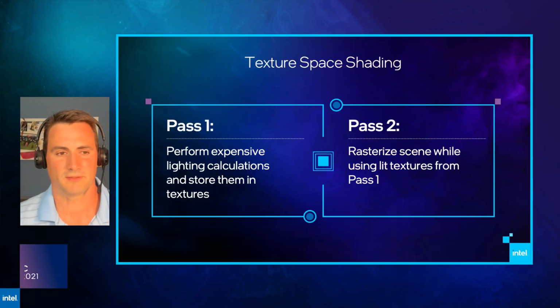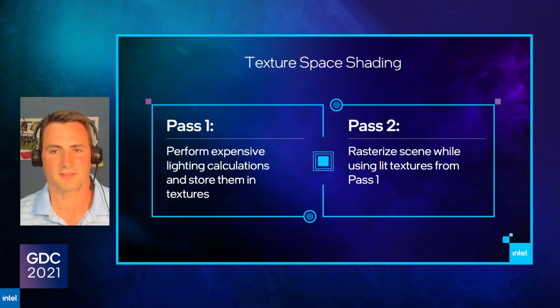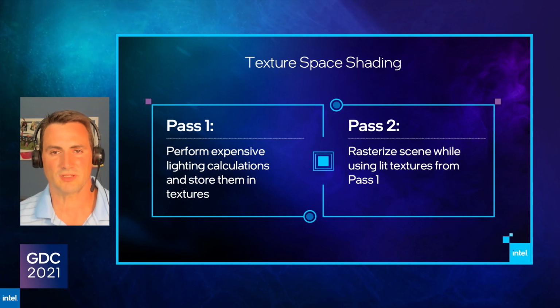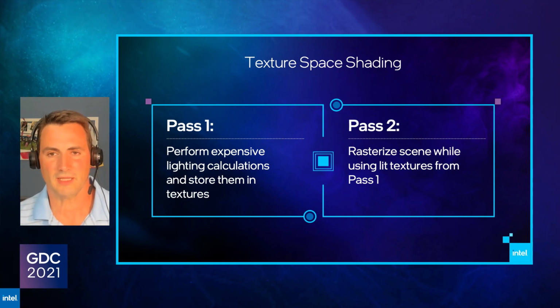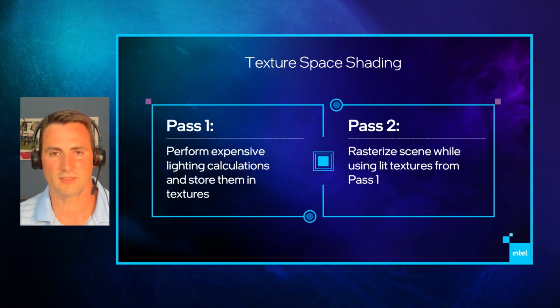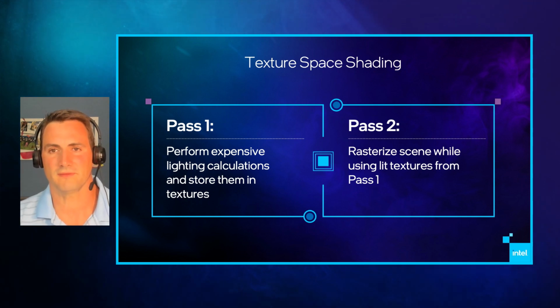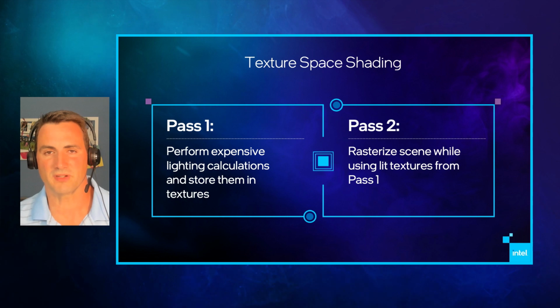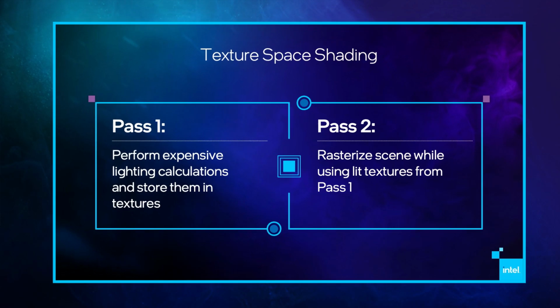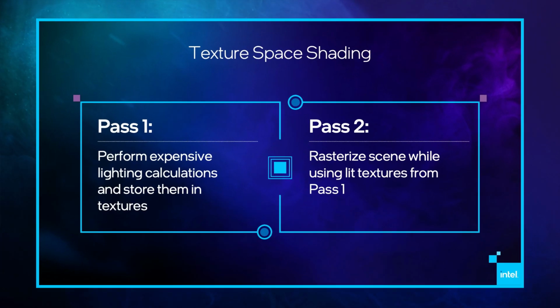Texture space shading. Texture space shading is a very simple algorithm. We essentially calculate all lighting of a texture in texture space, rather than calculating the lighting of a pixel during forward rendering or during deferred rendering. To implement texture space shading, we perform all lighting calculations in texture space. Then, in a subsequent pass, we render the scene again and reference the texel shaded data.